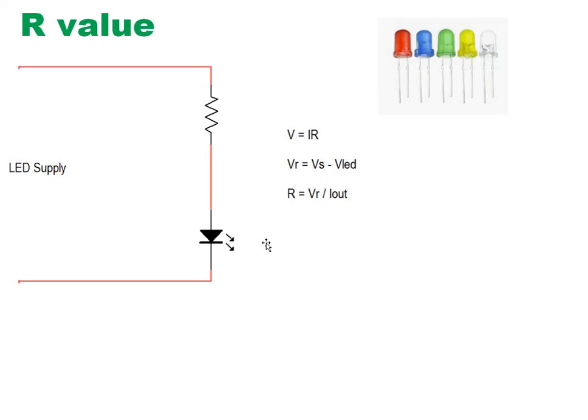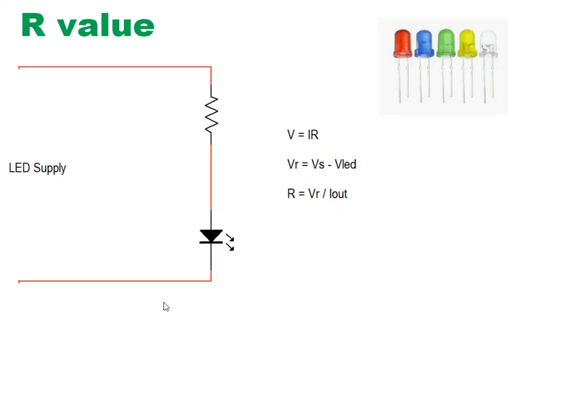Generally we are supplying, for example, a 12 volt battery. We know the supply voltage VS, and the voltage across the LED is 2.2 volt. So 12 minus 2.2 is the voltage across the resistance. By applying Ohm's law, R equals V by I, where V is the voltage across the resistance, that means 12 minus 2.2, divided by I.